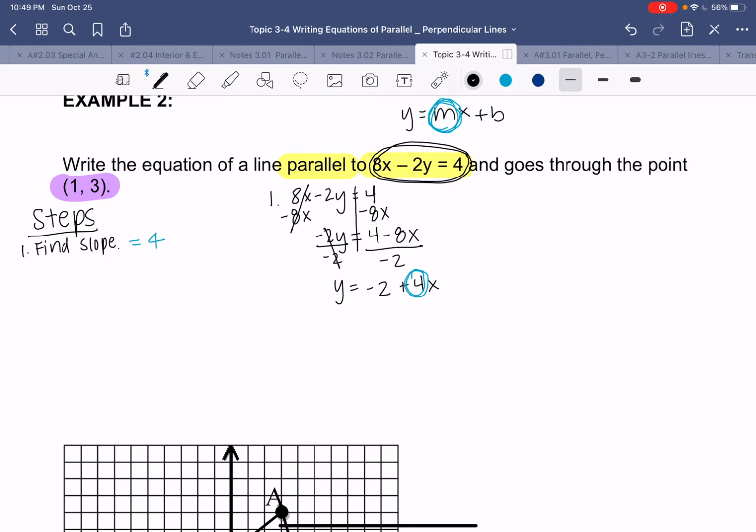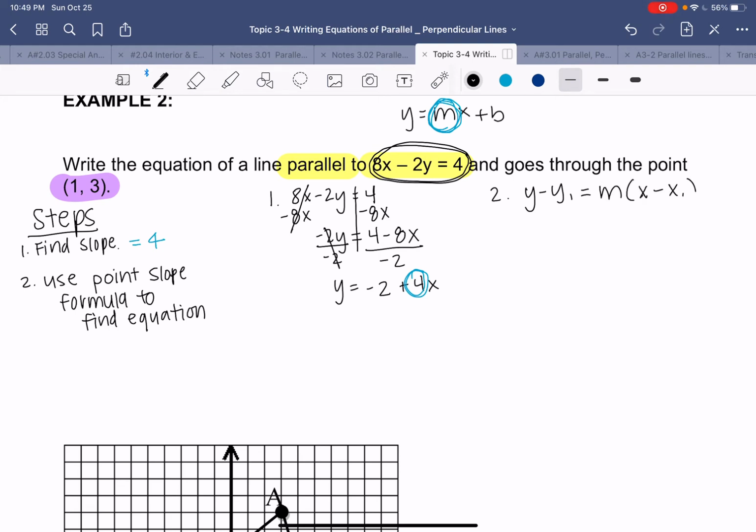All right, your next step is to use point slope formula to find the equation. Super easy. Okay, there is a point slope formula. So remember, it's y minus y1 equals m times x minus x1. Your y1 and your x1 are for the 1 and 3 right here. Okay, so 1 being your x1 and 3 being your y1.